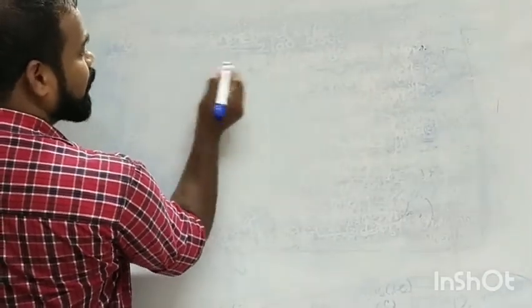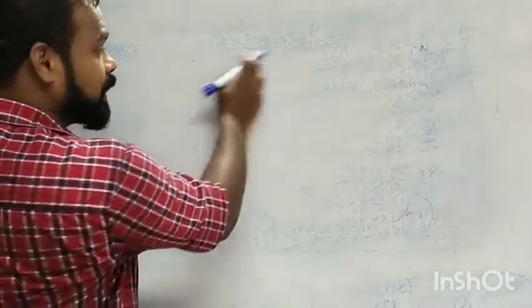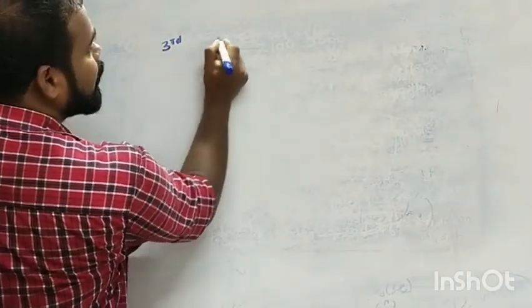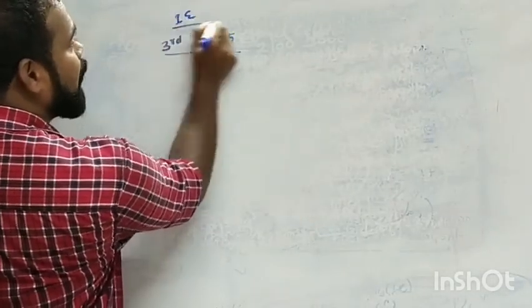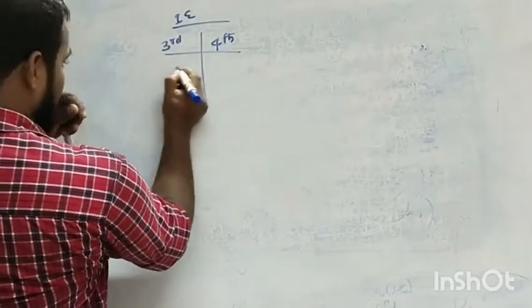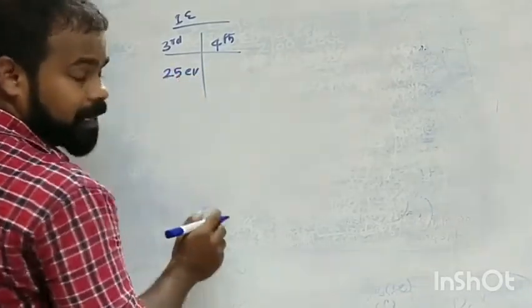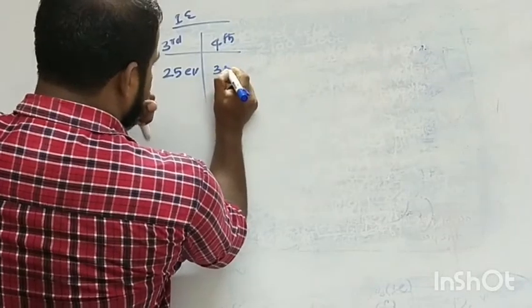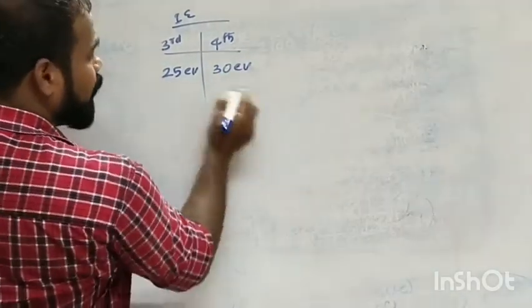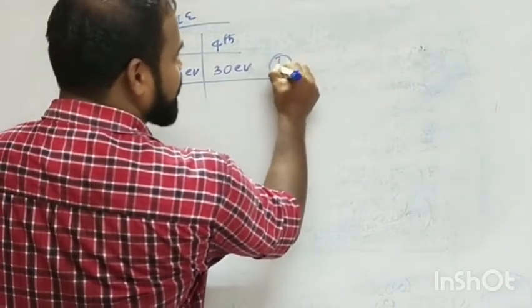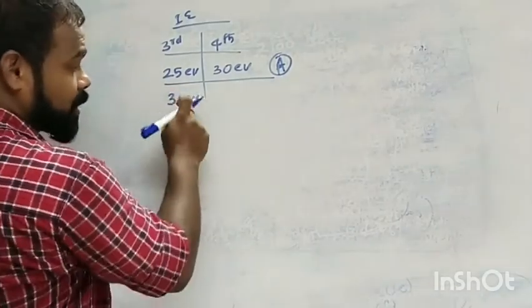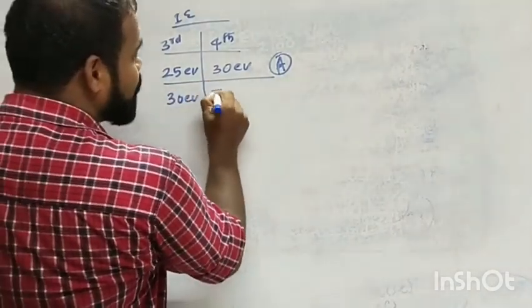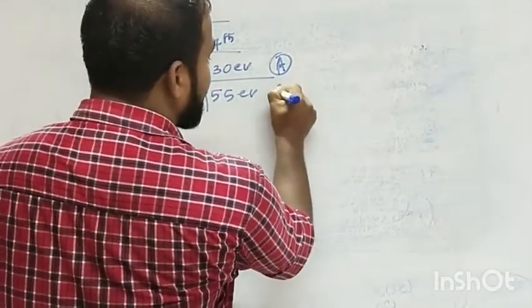Listen. Here we take one example. I have chosen the third and fourth ionization enthalpy, only these two cases. For the first element A, the third may be 25 eV and the fourth may be 30 eV. Then for the second element, taken as B, the third ionization enthalpy may be 30 eV and the fourth may be 55 eV.